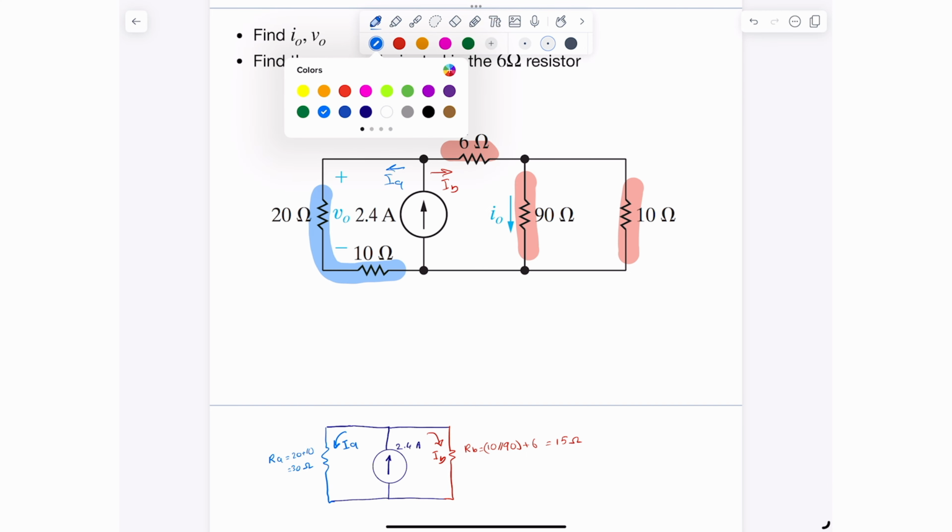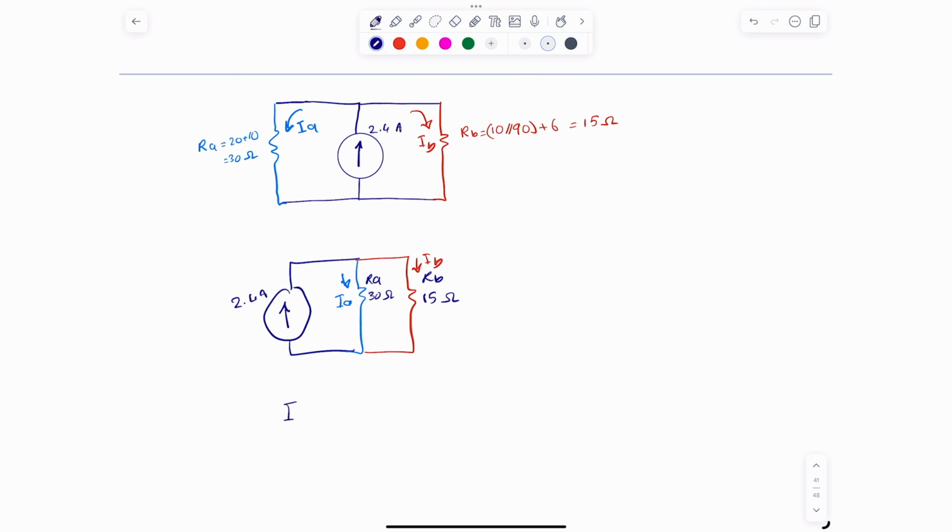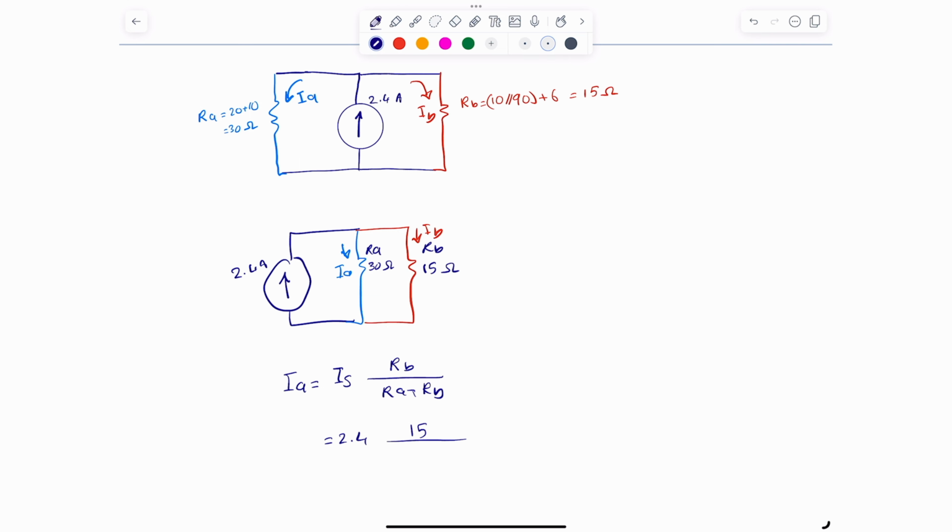So the computation for I of A is simply I of S times the other resistor, which is R of B, divided by R of A plus R of B, which is simply 2.4 times R of B, which is 15, divided by 30 plus 15, and that number would be 0.8 amps.